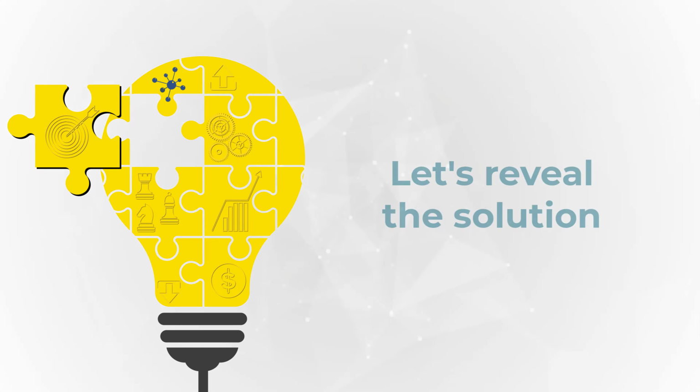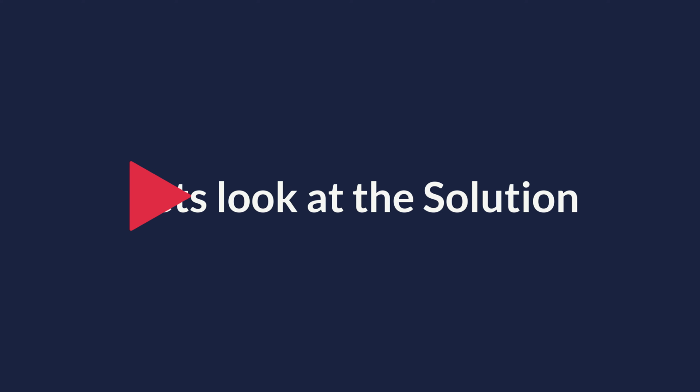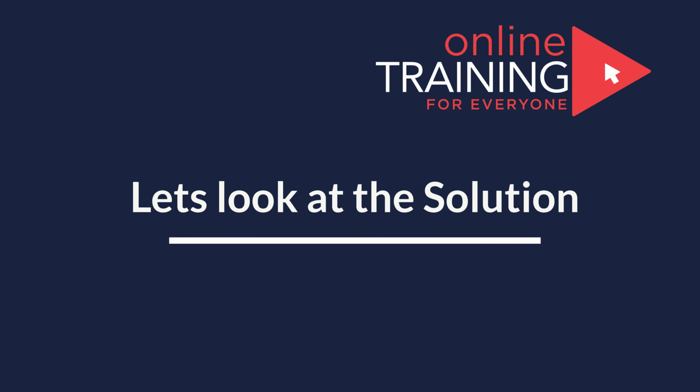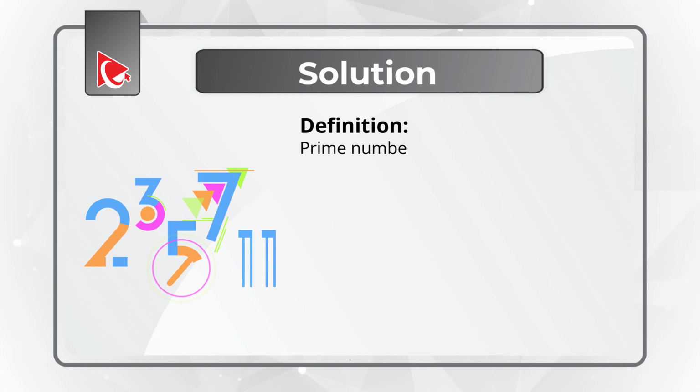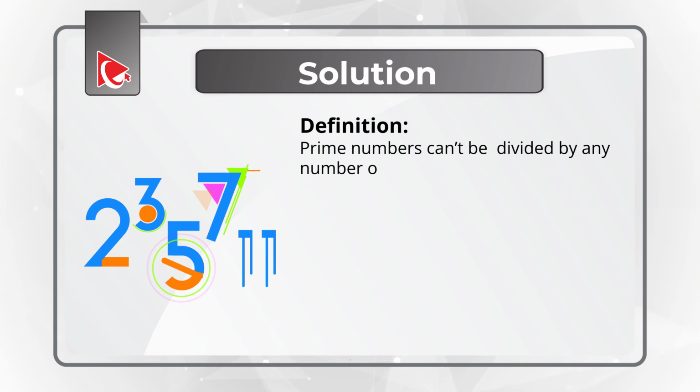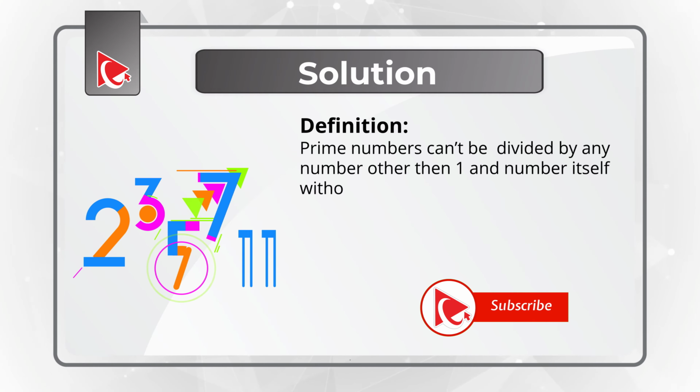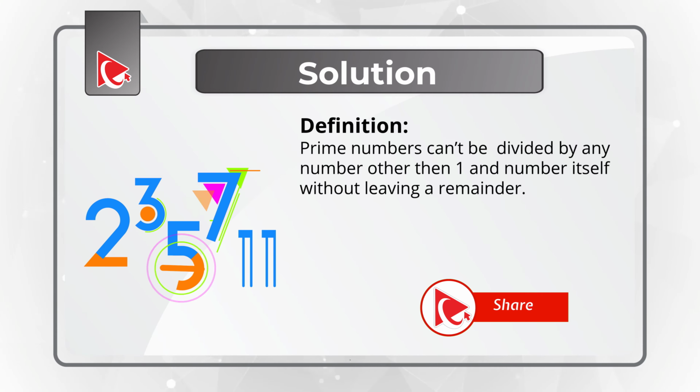Did you solve it? Let's move forward and get to the correct solution together. To solve this challenge, let's start with the definition of a prime number. Prime numbers cannot be divided by any number other than 1 and the number itself without leaving a remainder.